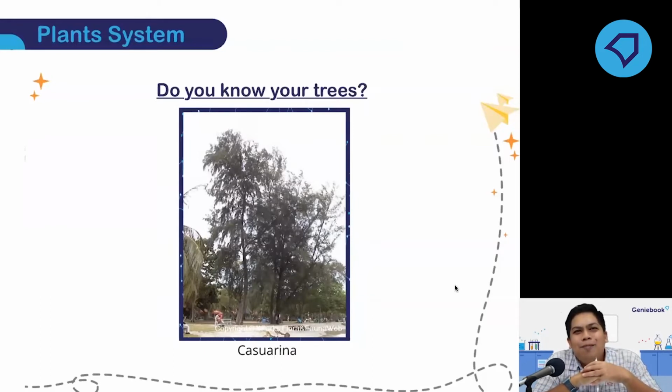I told you before that I have taught at Casuarina Primary School before. But now the school is no more, it has merged with another primary school. As you can see, this tree is mostly found at the beach. The leaf looks like cotton. As you can see from the picture, the leaves look like cotton. So it's a very nice looking tree beside the beach. When you take a picture, you will have a very nice scenery.